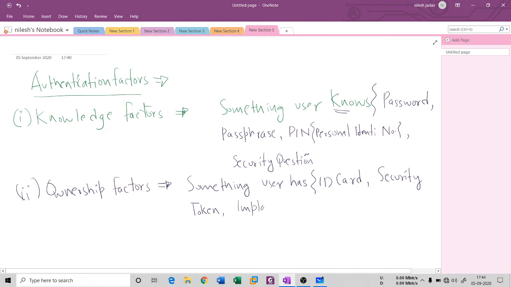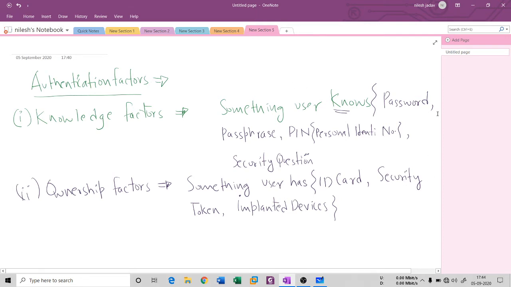Then implanted device. This could be an implanted device that you have seen in many movies, in James Bond 007. An implanted device will authenticate you. You will show the ID on your hand, so it is implanted in your hand. So that's the ownership factor. So you can also find in the evidence or in the asset that you have gathered whether this kind of authentication is there or not. So not only the password and username, you need to think about these things also, right?